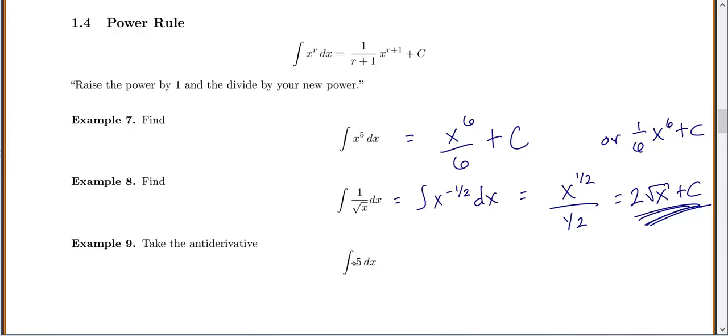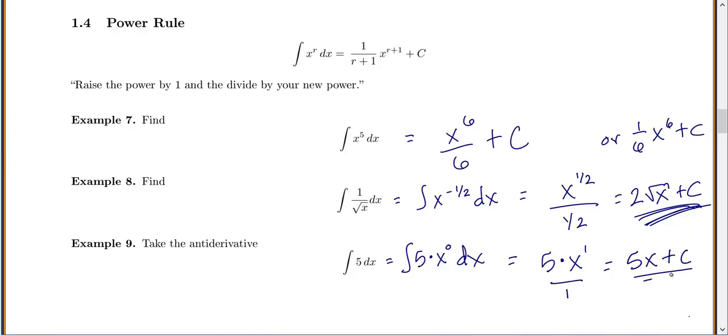Take the antiderivative of 5 dx. So again, I'm going to rewrite that. That's the same thing as 5 times x to the power of 0, right? Because anything to the power of 0 is 1. So 5 times 1 would still be 5. So you don't see it there, but we're going to say that it's really 5 times x to the power of 0 dx. So when I take the antiderivative, the 5 gets to stay there, and we'll talk about why that is in a minute. Okay. And then x to the power of 0, 0 plus 1 is 1. So x to the 1 divided by 1, or in other words, just 5x plus c. Don't forget that plus c.